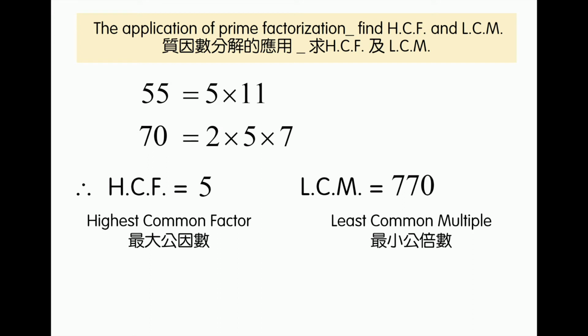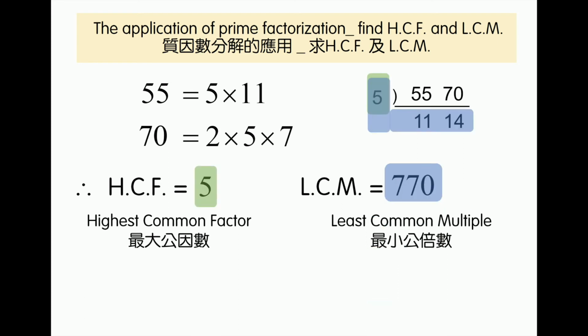Some of you may say, when I was young, I learned another method to calculate the HCF of 55 and 70. After doing short division, the number on the outside, that is the HCF. All these numbers in an L shape, if we multiply them together, we would still get 770. Isn't short division easier? Why do we need to still learn another method?